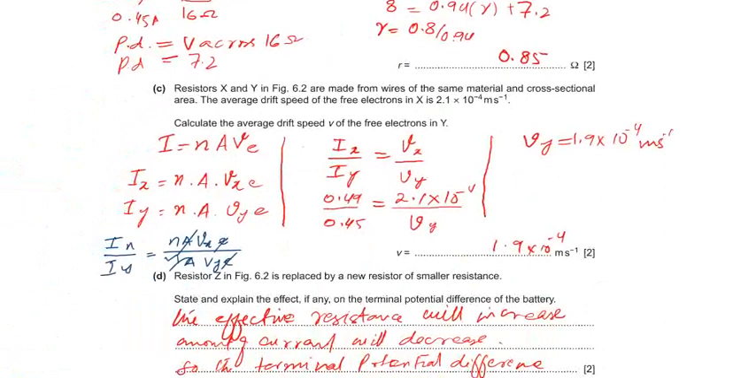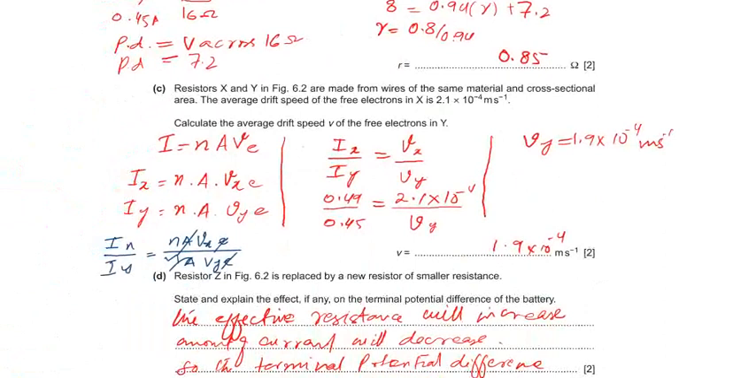n, e, and A are the same because the question clearly says the material is the same, so the number density is the same, the cross-section is the same, and the charge of the electron is also the same. So Ix over Iy equals nAvxe over nAvye. So nAe cancel out. Ix over Iy is equal to vx over vy, 0.49 divided by 0.45 equals 2.1 times 10 to the power minus 4 over vy. So vy is equal to 1.9 times 10 to the power minus 4 meter per second.